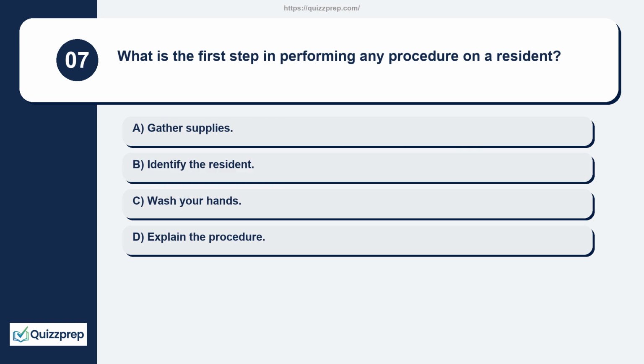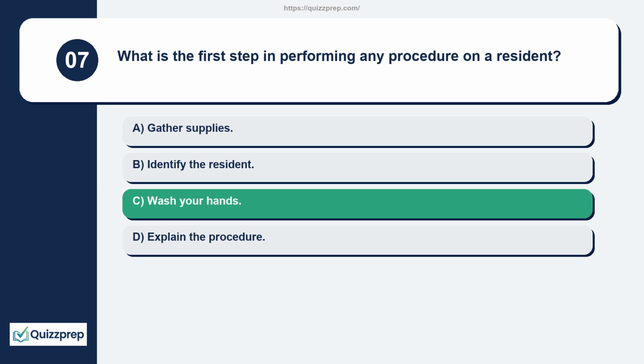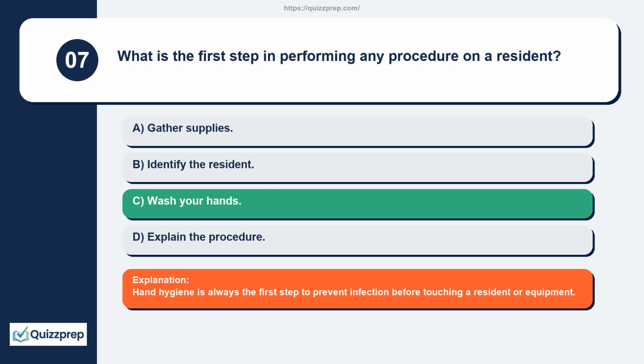Question 7. What is the first step in performing any procedure on a resident? Gather supplies. Identify the resident. Wash your hands. Explain the procedure. Hand hygiene is always the first step to prevent infection before touching a resident or equipment.